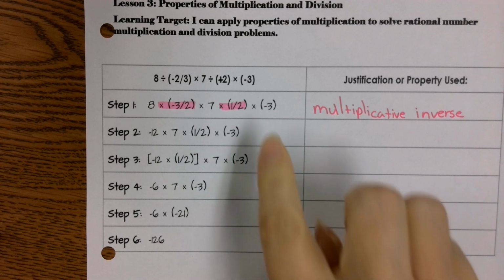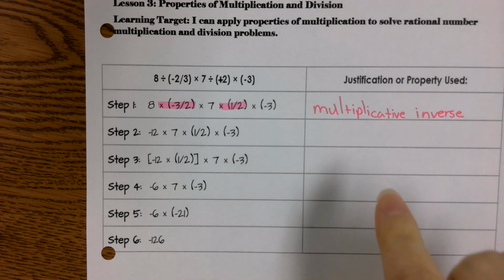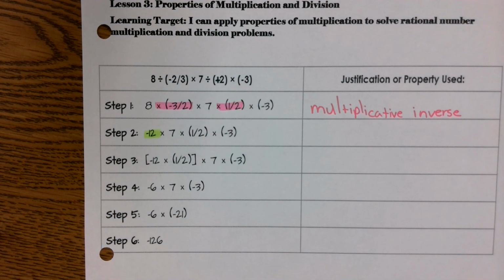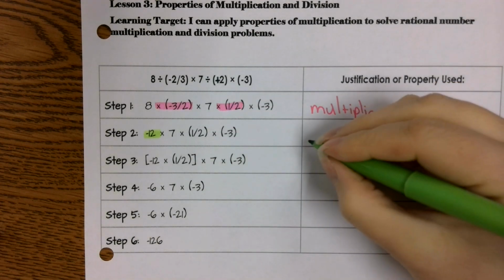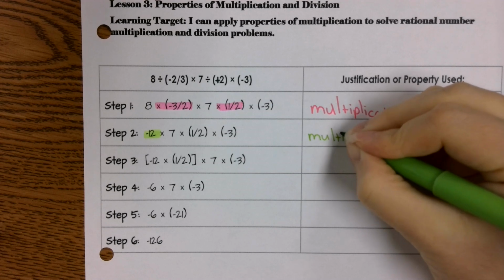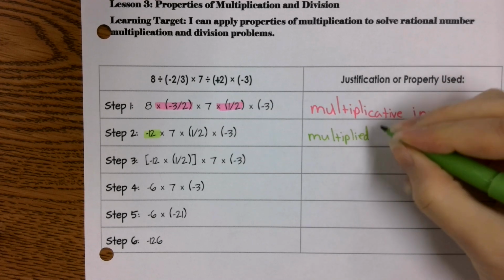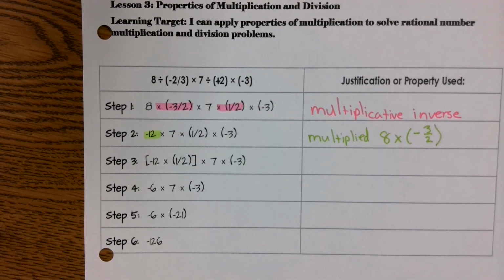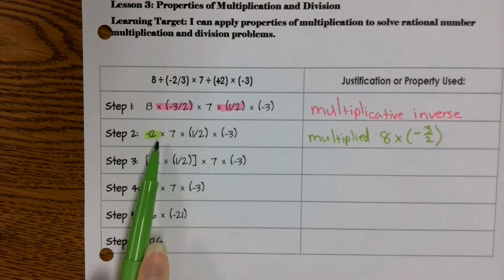Okay, from step 1 to step 2, this was not a property. All that happened is we just actually multiplied. So in step 2, we just multiplied 8 times the negative 3/2. That's the only thing that actually occurred in this step.